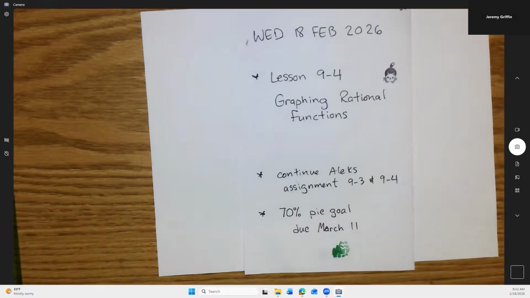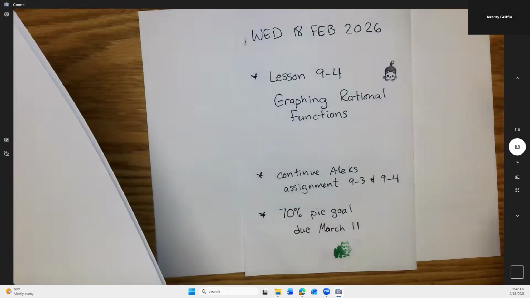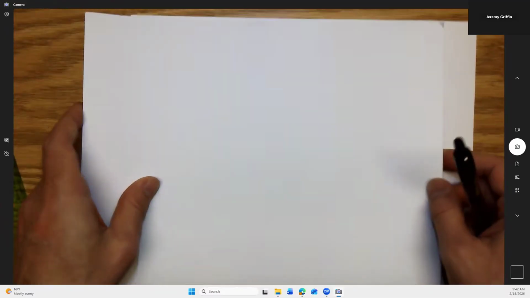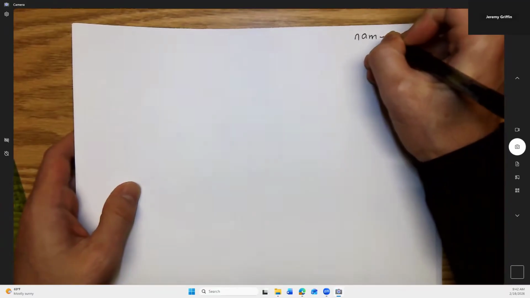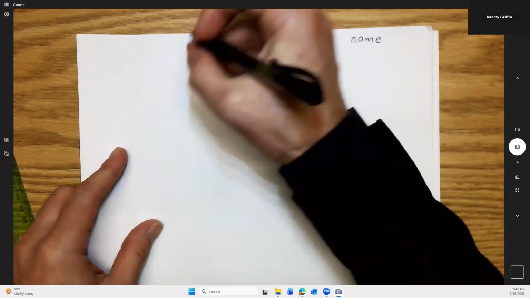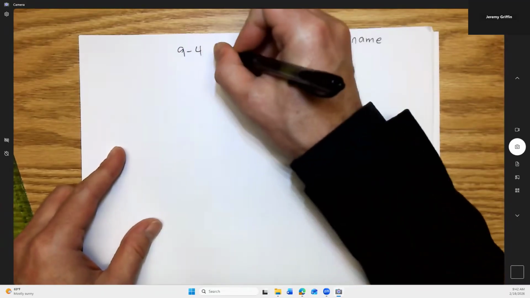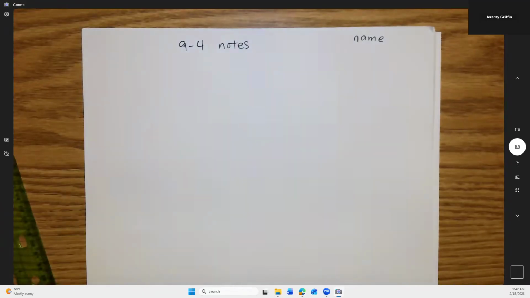Since we've been here for a while, I'll do some class notes with you guys, give you points for those, and then give you about the second half of class to be working on these Algebra assignments. So put your name on your paper. These are 9-4 notes. I'll do some key fundamental examples with you guys.